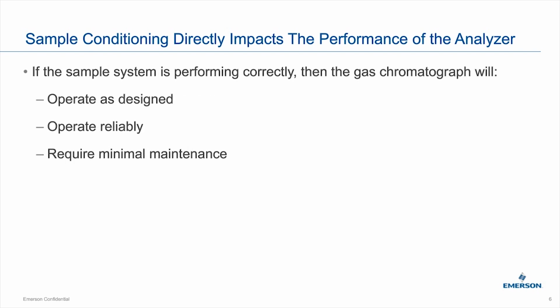So as we mentioned, 80% of the problems are caused by the sample handling system, but if we get that right, then the GC will operate as designed, operate reliably, and require minimal maintenance. And that's important for both parties. One, we love it because we get fewer questions and problems and phone calls, but more importantly, on the side of the customer, it's less of an issue in terms of cost and time and basically analysis. You're getting what you paid for, and so you're getting the accurate answers in the timely manner that you need them.